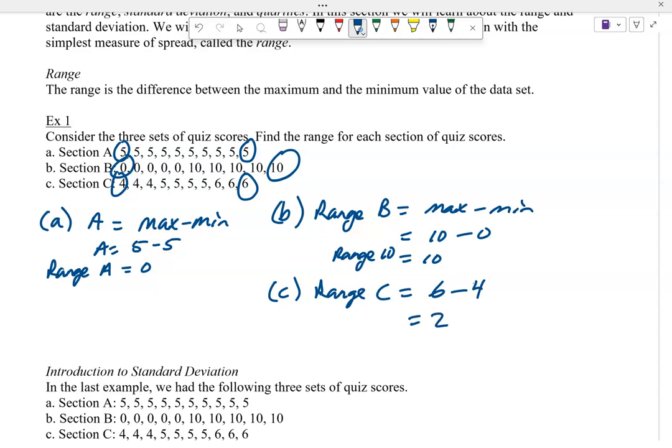Now the interesting thing about all 3 of these is all of them have a mean of 5 and a median of 5. So the range can be revealing, right? Because it's showing how spread out the data is. So the range can be helpful, right? Because you would think with a mean of 5, median of 5, they'd be pretty similar. They're not.